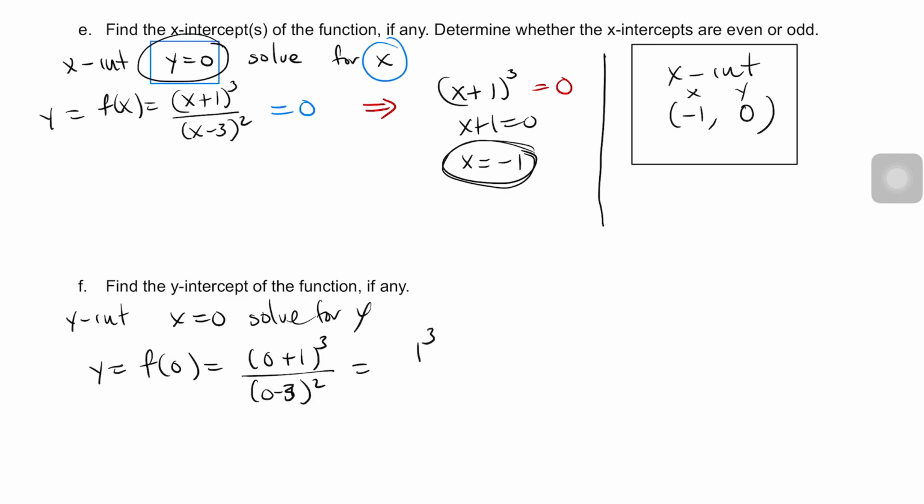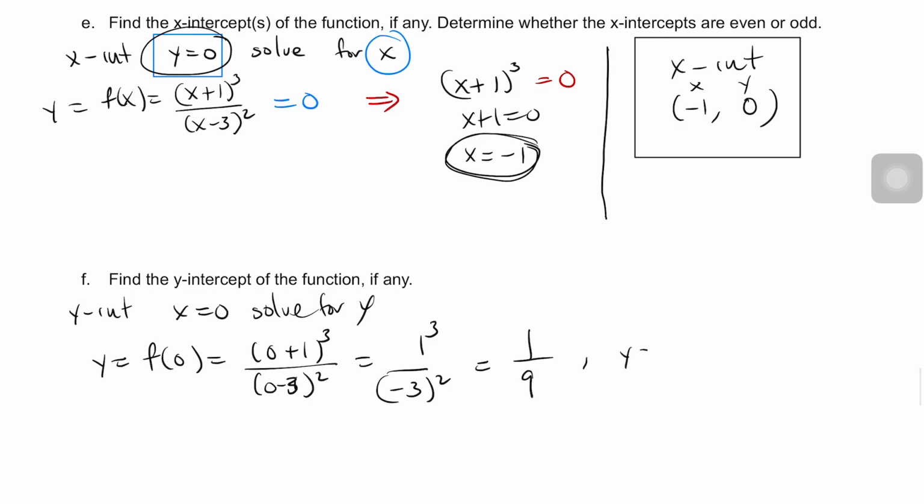That gives us 1 to the third, negative 3 to the second. That will give us 1 over 9. And so that means that y is equal to 1 over 9. Hence, the y-intercept is going to be (0, 1/9).